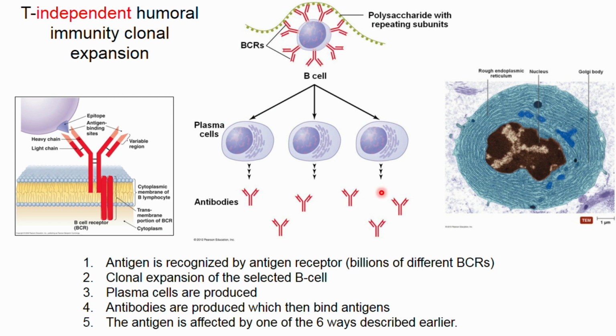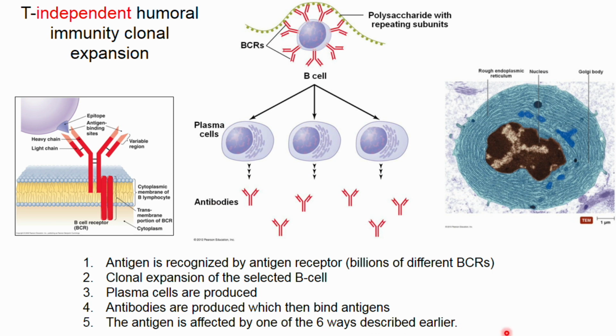So what happens? Antigen is recognized by antigen receptor, just what we talked about up there. The B cells clonally expand. The reason they're called clonally expand is these are identical to each other. They are cloned. They are a clone army. Plasma cells are produced, and antibodies are produced, which bind to antigens and then clear them out.